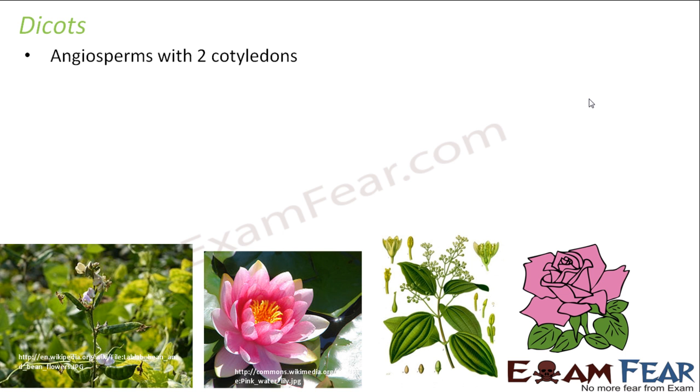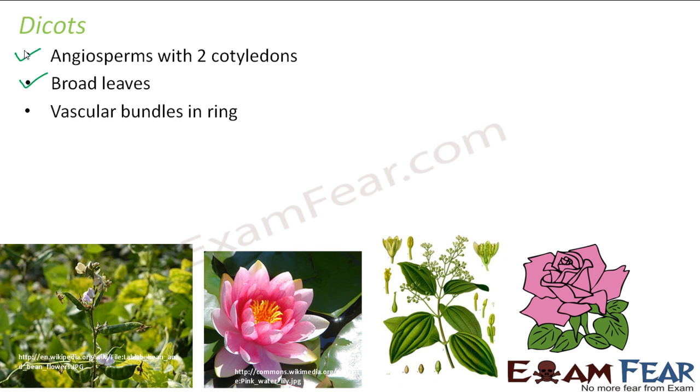So dicots are the angiosperms with two cotyledons. They have broad leaves. So these are some of the features or characteristics based on which you can distinguish between a dicot and a monocot. So generally dicots will have broad leaves. Anyways, all angiosperms in general will have broad leaves, but dicots specifically will have little broader leaves. Vascular bundles in a ring. So the vascular bundles in this case are arranged in a ring pattern.